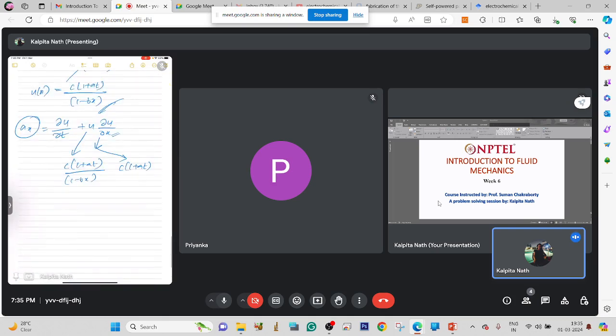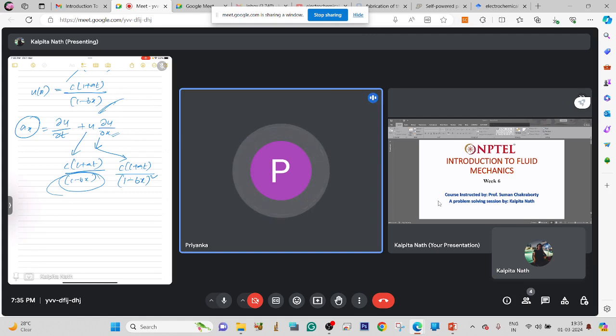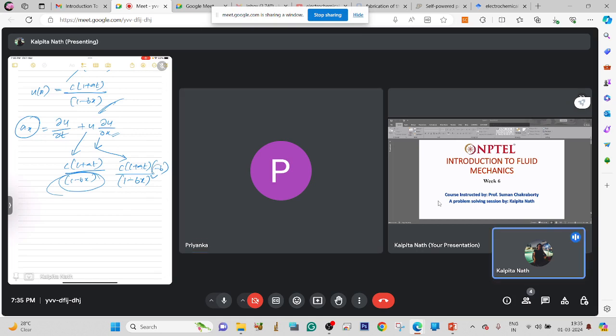So what will happen is, this one will derivate. So this will be 1 minus bx whole square, right? It will be minus b times 1 by 1 minus bx whole square. Yes, minus b will be multiplied with it. So because of this minus b, one minus will be coming at the front.